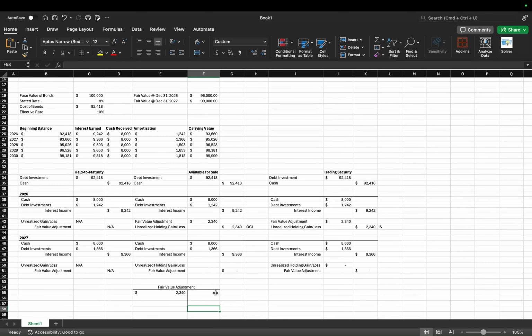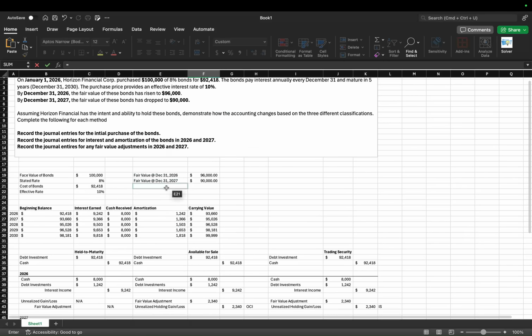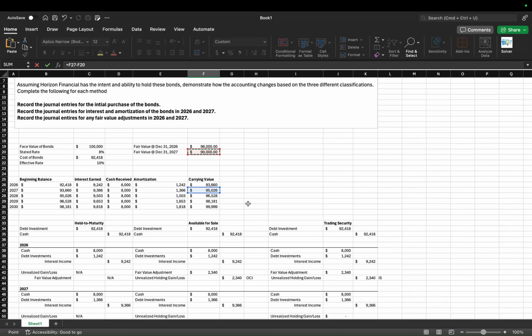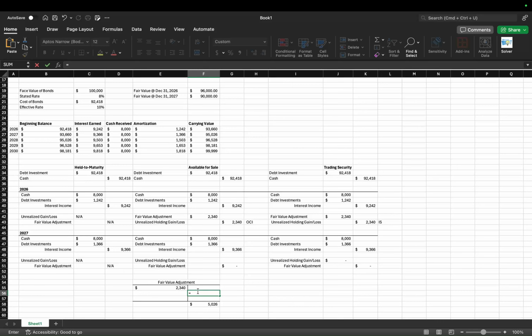However, we want it to have an ending balance because our fair value drops considerably. It's 90,000 now, and our carrying value is 95,000. So we need to bring our value down to its fair value for these two methods, and we need to reach this credit balance of 5,026, right? So in order to get to that, we actually have to have a credit of $7,366 for our unrealized gains or losses / fair value adjustment.